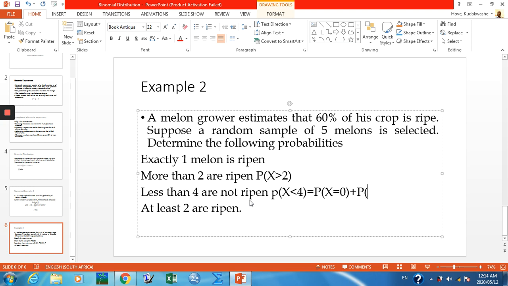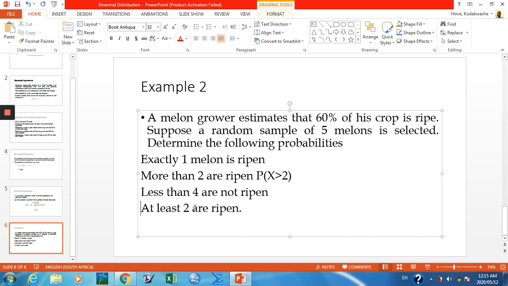plus probability x is equal to 1, and so on. So we proceed to say plus x is equal to 2, x is equal to 3. But to expand, probability x is equal to 0, we need to use the binomial distribution with r equal to 0, with r equal to 1, with r equal to 2. Then we evaluate this using the binomial distribution. We get a number here, a number here, a number here. Then that will give us the probability less than 4. It's straightforward. I don't think this is a problem.